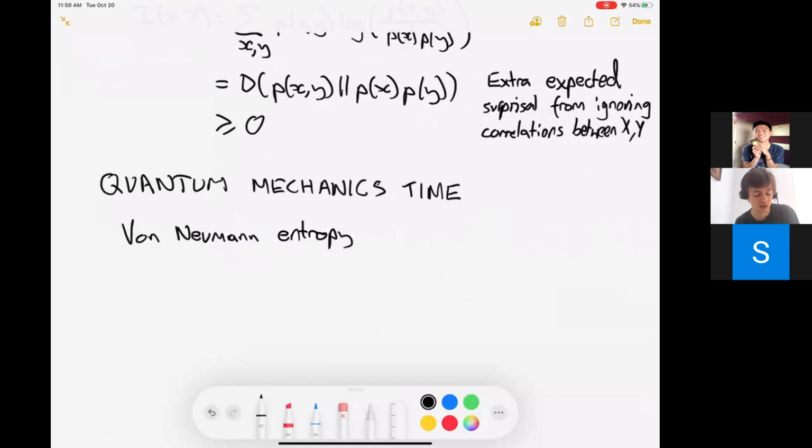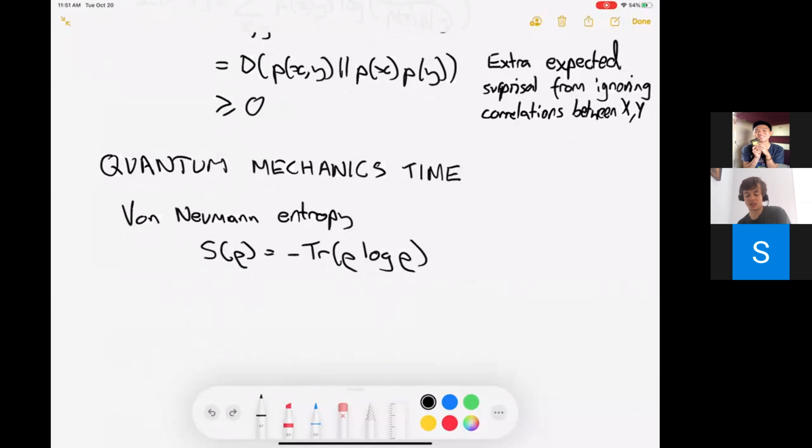It's just the obvious thing. It commonly has the symbol S rather than H for the classical one. S of some density matrix rho is just defined to be equal to minus the trace of rho times log of rho. Remember, log of rho or e to the rho or any function of a matrix means, well, there's a couple of ways to define it. You can define it using a Taylor series, or you can leave the eigenvectors the same and apply the function to the eigenvalues.